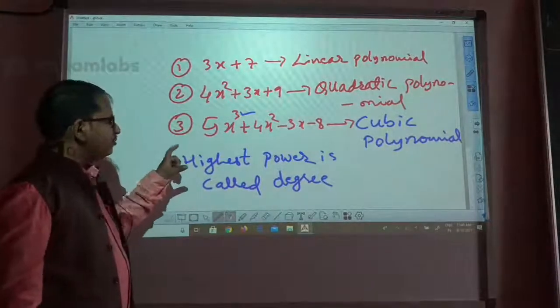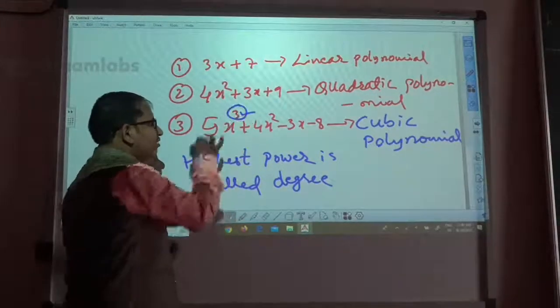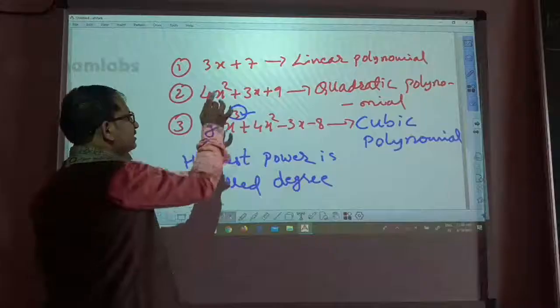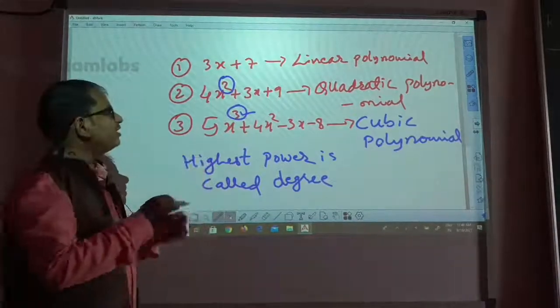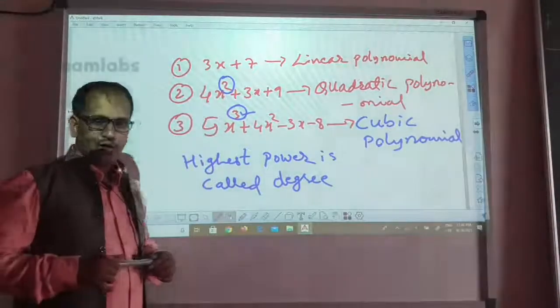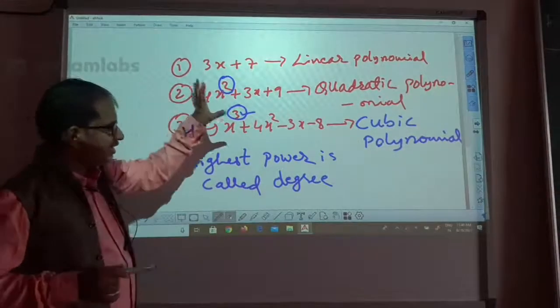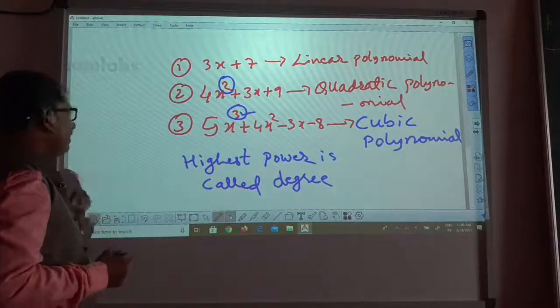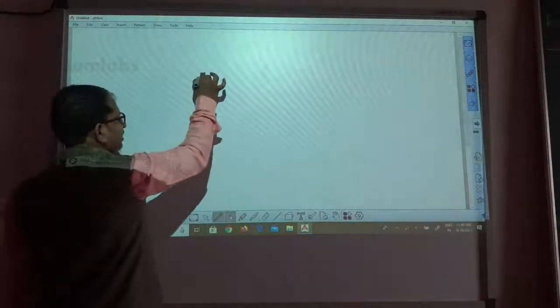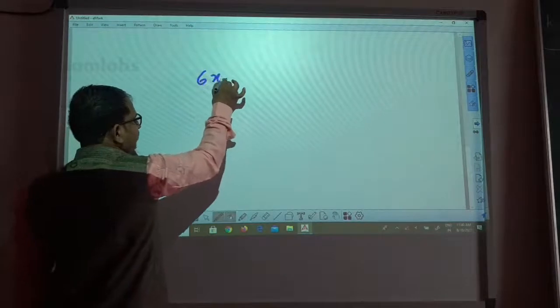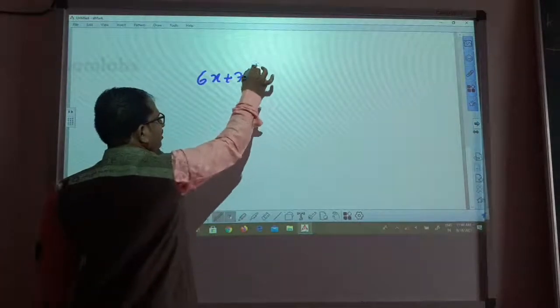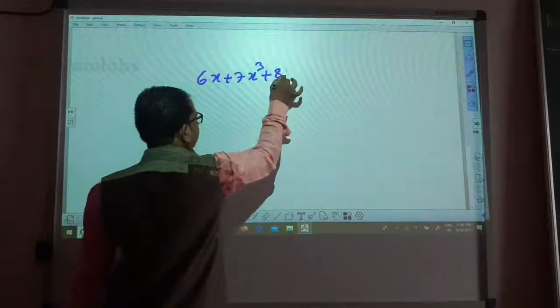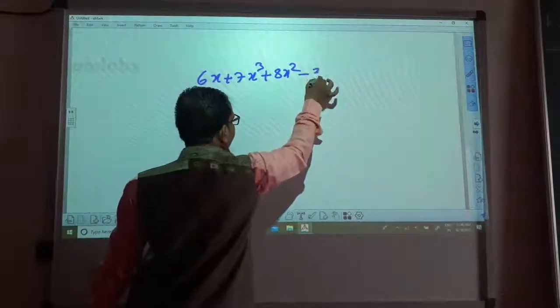Just observe here, what is the degree of the polynomial? 3. The degree of the polynomial here is 2. Here the degree of the polynomial is 1. If you see any equation, for example, I am going to write some more examples here: 6x plus 7x cube plus 8x square minus 3.